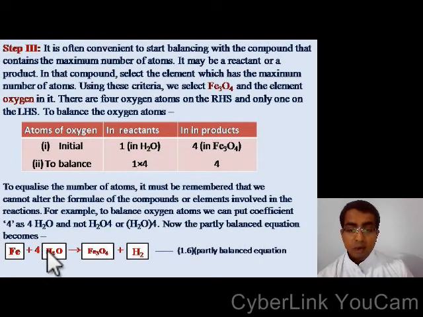Not inside the box, outside the box. We cannot change anything inside the box. So we take 4 and we put it here. So now we get a partly balanced equation. The equation will be like this: Fe plus 4H2O will give you Fe3O4 plus H2. Still it is not balanced.